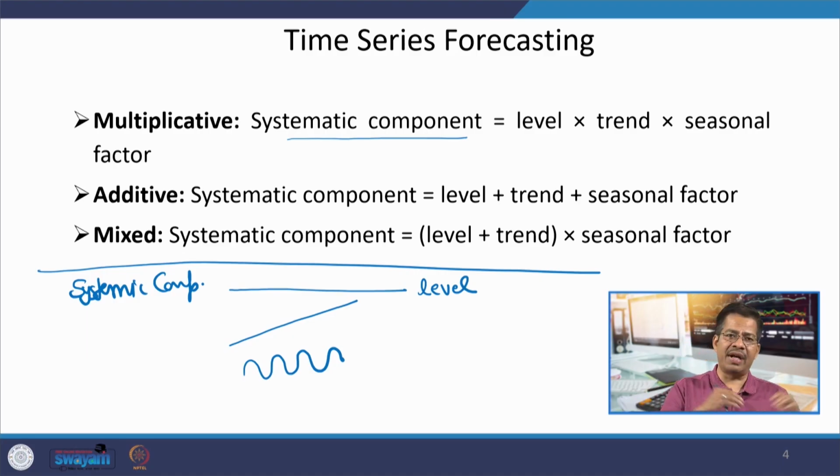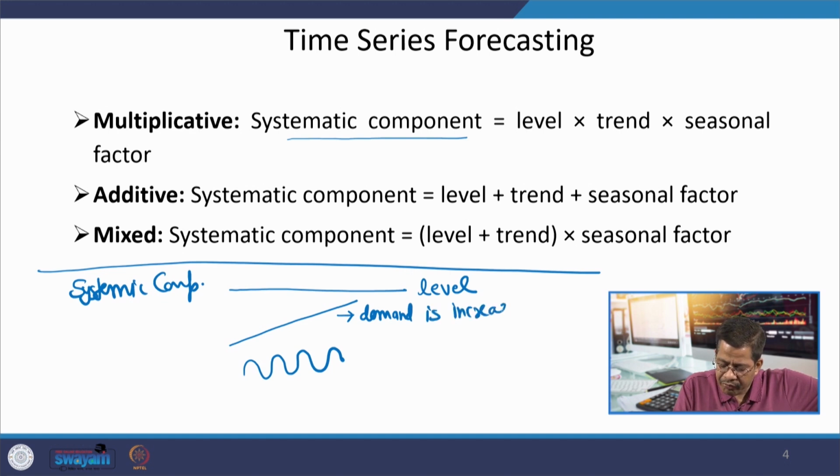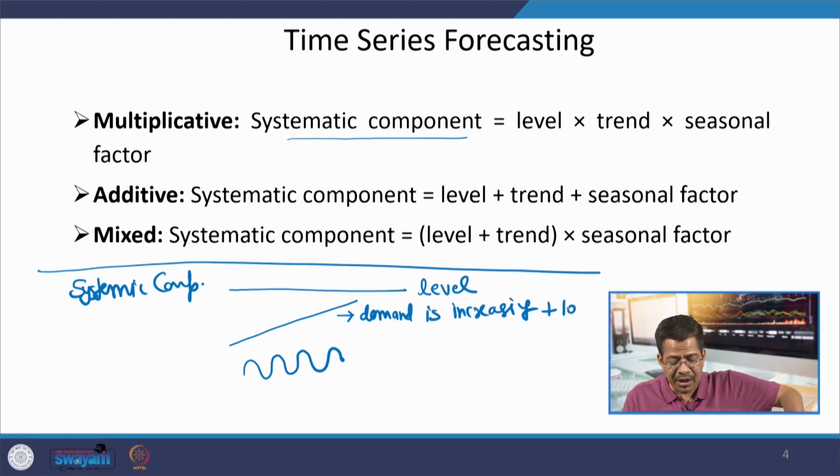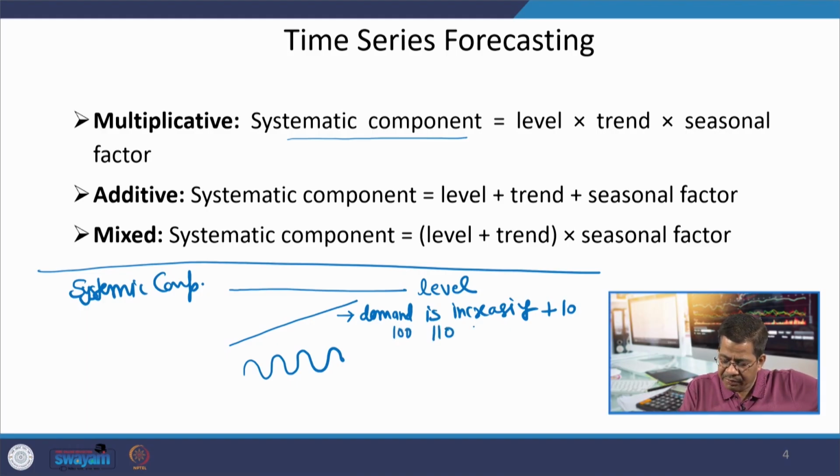Systemic component may have a trend where from one period to another period there is an increase in demand. Now, that increase in demand from one period to another may be possible in two ways. One is demand increasing, let us say, by plus 10 from one period to another. Last period the demand was 100, then it becomes 110, then 120 and 130, like that, from one period to another demand is increasing by plus 10.